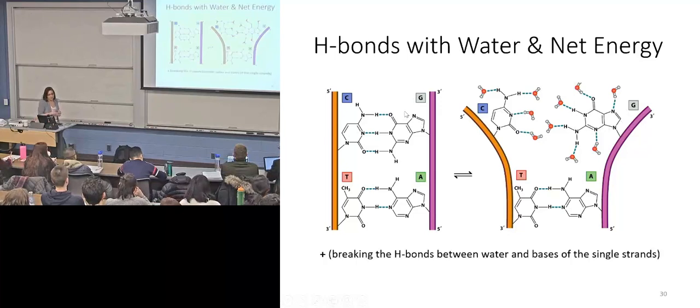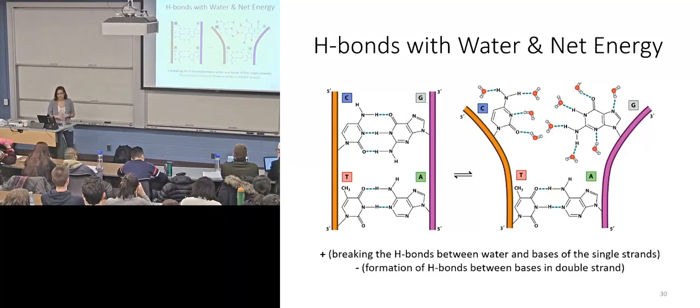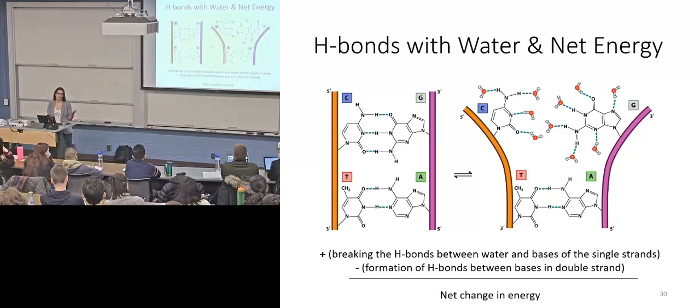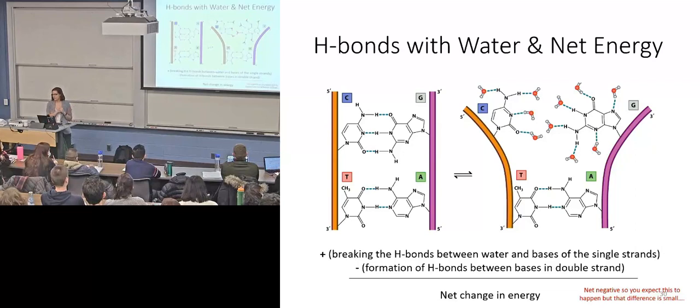Okay? So if I think of sign convention, there is a positive energy component for breaking all the H bonds between water and the bases on a single strand, and then I combine that with the contribution from the formation of H bonds between the bases in the double strand, and I get a net change in energy. That's what I'm asking for, a net change in energy. In this case, it is net negative, so you expect it to happen, but it is a very, very, very small, sort of insignificant contribution, such that even one mismatch might destroy this. Okay. So instead, these van der Waals are the really stabilizing piece of DNA.